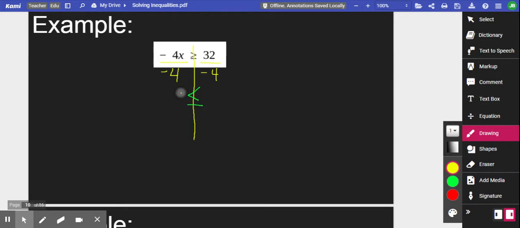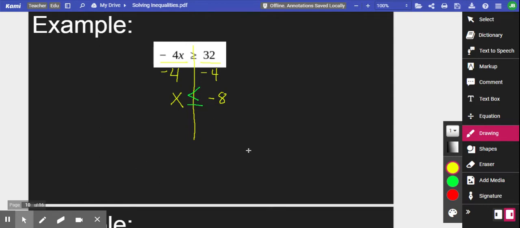And -4x divided by -4, -4 divided by -4 is 1. 1 times x is just x. And 32 divided by -4 has to follow our integer rules. So a positive divided by a negative is negative. 32 divided by 4 is 8. So the solution set to this equation, or I'm sorry, this inequality, is that x, or all values of x, must be less than or equal to -8.